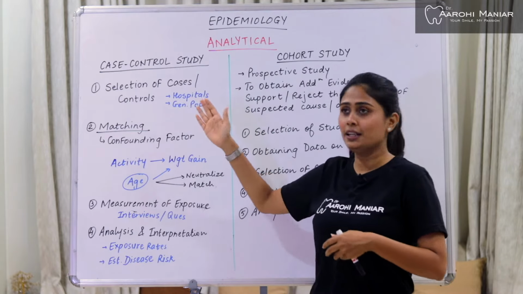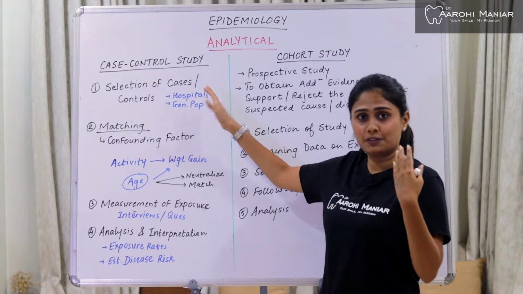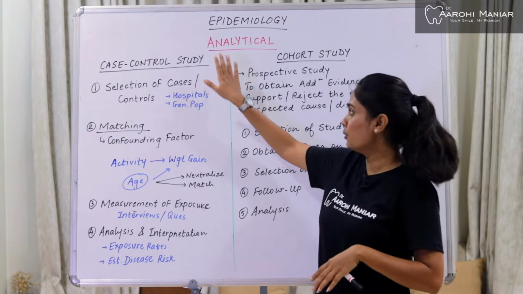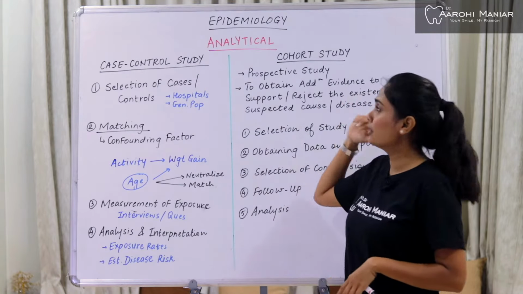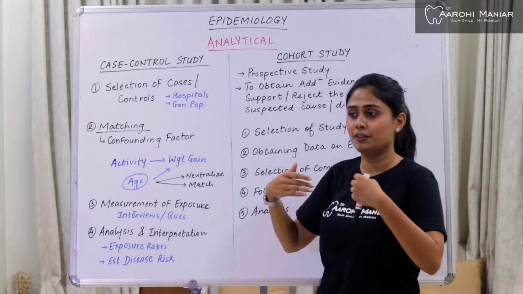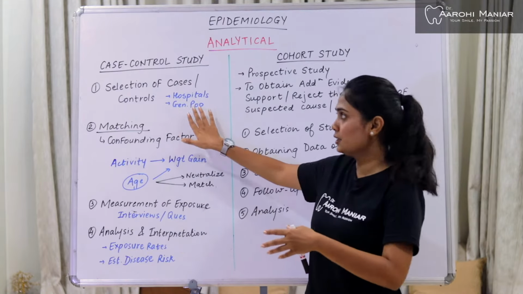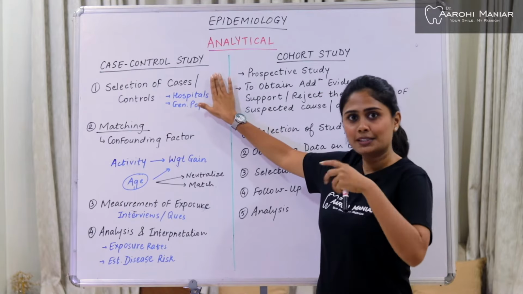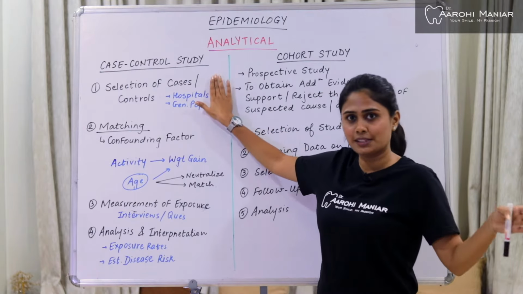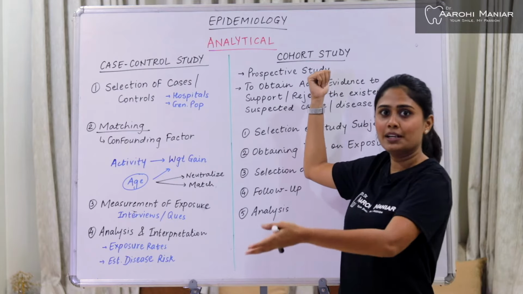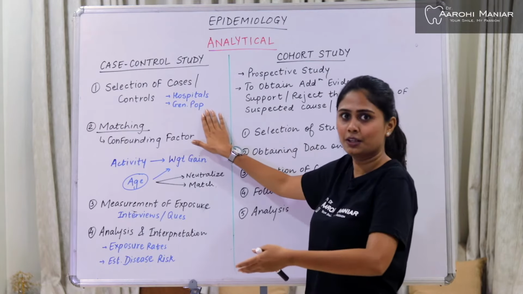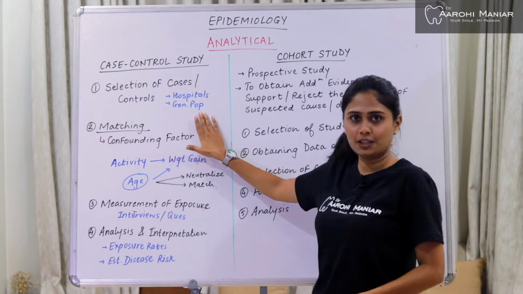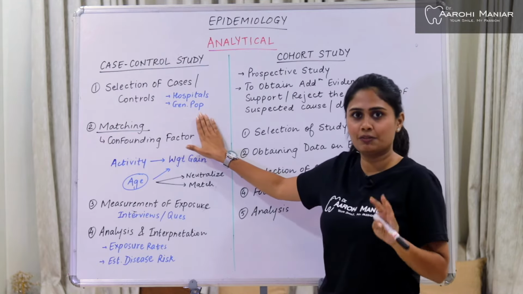Case control study is a retrospective study. We have to go into the past and look forward, trace all our steps, and the cohort study is a prospective study. We have to look into the future, imagine the things that are going to happen in the future. So in case control study we have 4 points that we have to remember.